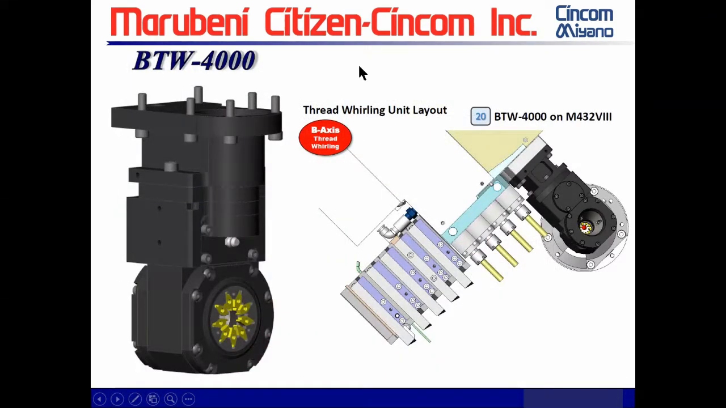So the BTW 4000 came along as we came up with the M432 type 8. So this is the B-axis M machine. When it came out, the BTW 4000 just added blocks up to it so that it allows it to mount up into the head and stay out of the way. You still have the four cross live tools and all the stick tools available for that.